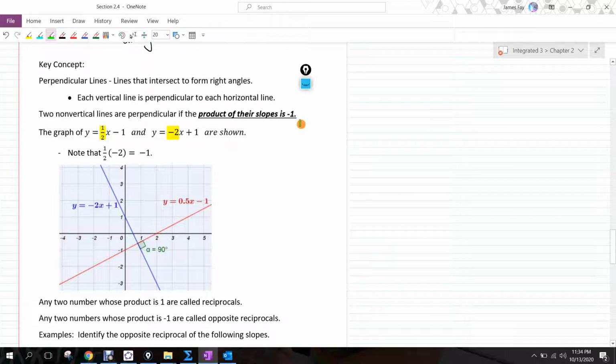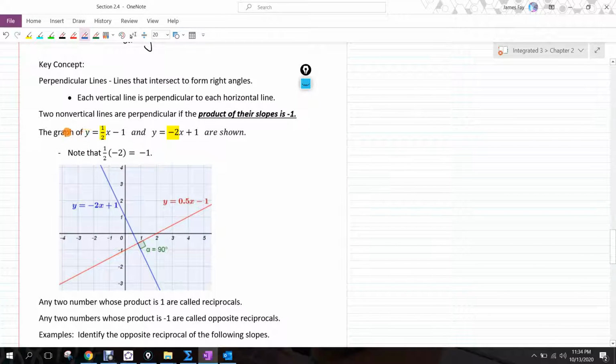So if I know two lines are perpendicular, their slopes are going to multiply together to give me negative 1. And if I have two lines whose slopes multiply together to give me negative 1, then I know that they are perpendicular. So this again is a two-way street in regards to how we apply that principle. So here we've got two equations being graphed. Negative 2x plus 1 is this blue line, and the red one is y equals 0.5x minus 1, or 1/2 x minus 1.